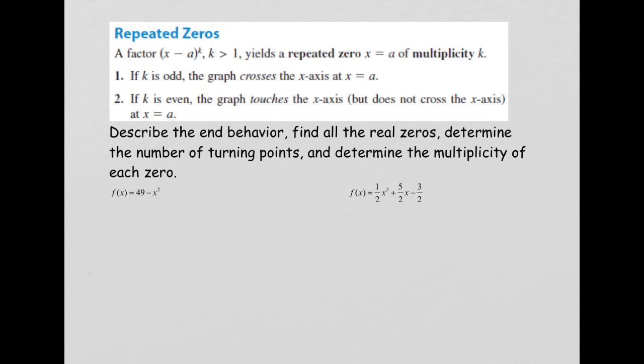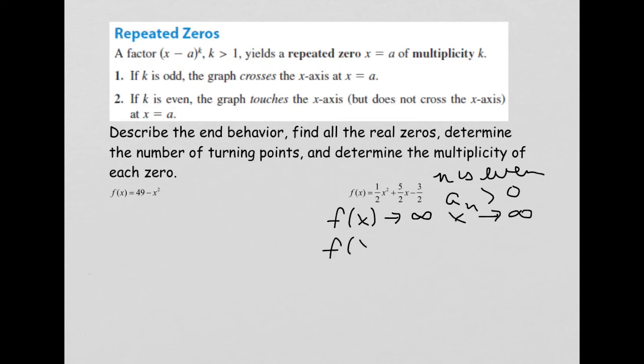Our next example also is even, and a sub n is greater than 0. So n is even, and a sub n is greater than 0. So as x approaches infinity, f of x approaches infinity. As x approaches negative infinity, f of x approaches infinity.